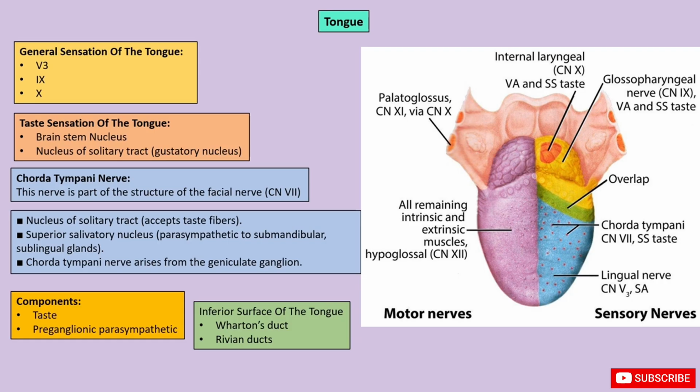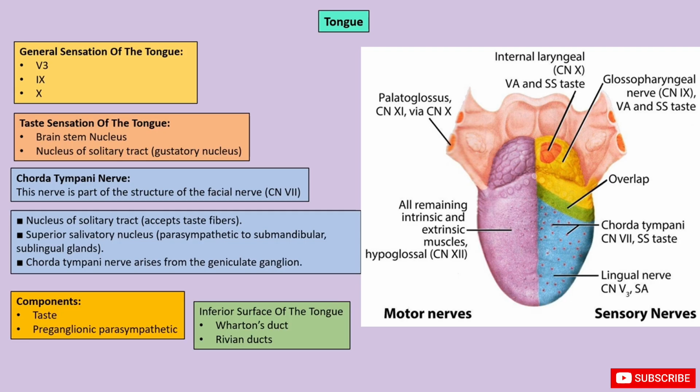Now, one thing that is important when we talk about taste perception is that there is a nucleus in the brainstem called the nucleus of tractus solitarius. It is the nucleus in the brainstem that perceives the taste sensation and gives it to the thalamus, the VPM nucleus of the thalamus. From here, the taste sensations go to the gustatory cortex in the parietal lobe, where the taste sensations are perceived.